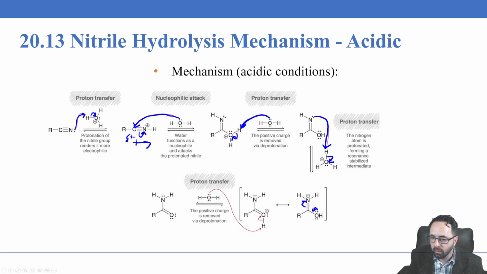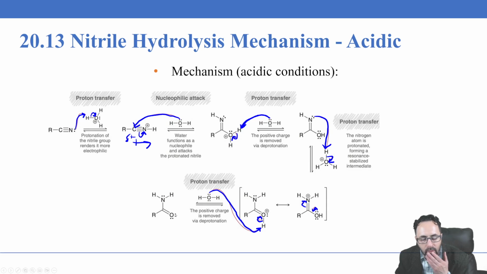Finally, this protonated carboxyl group here can be deprotonated by water, recovering our acid catalyst and then returning this oxygen to having 2 lone pairs and a double bond. And now we have the amide. So we've hydrolyzed the nitrile to get the amide.